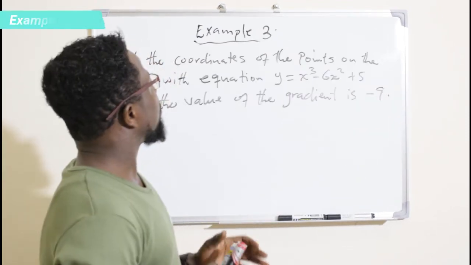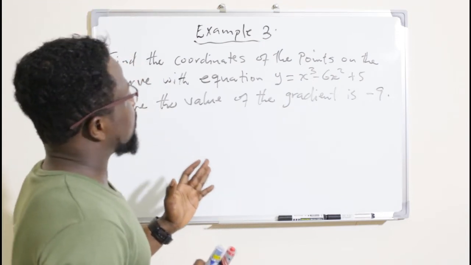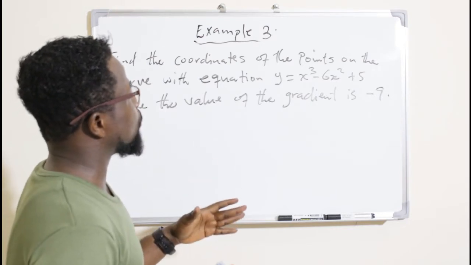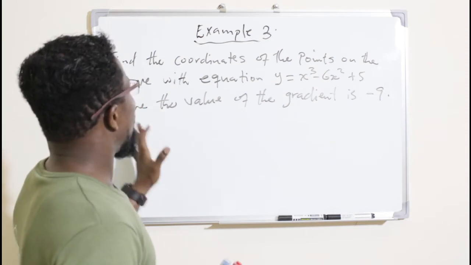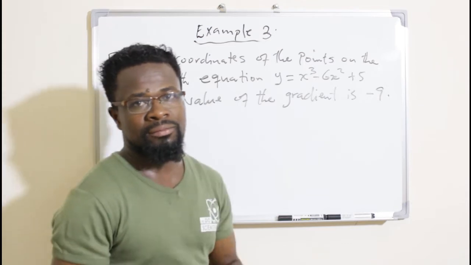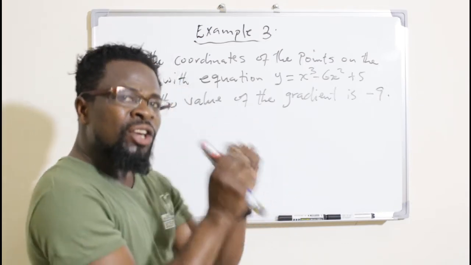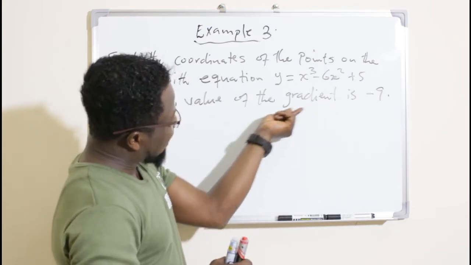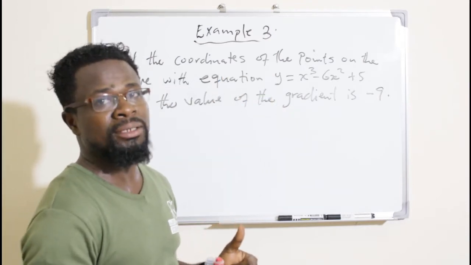Okay, let's look at example number 3. Example number 3 says we should find the coordinates of the point on the curve with equation y equals x cubed minus 6x squared plus 5, where the value of the gradient is -9. So here we are given the value of the gradient, which speaks to us of the derivative of that particular function at the point.